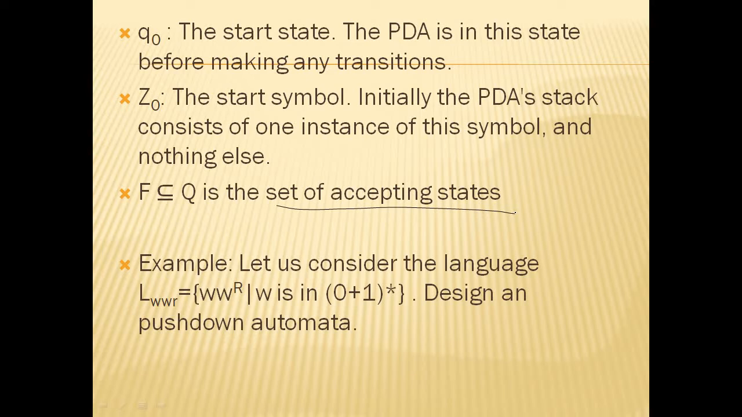For example, a pushdown automaton will be used for this type of language: L_WWR equal to W W to the power of R, where W is in (0 plus 1) whole star, means W is a combination of zeros and ones. So the language should contain the input string and the reverse of the string, both should be there. Like for example 110, then 011. So this is W and this is W^R. Like this type of languages we can implement with the help of pushdown automata.